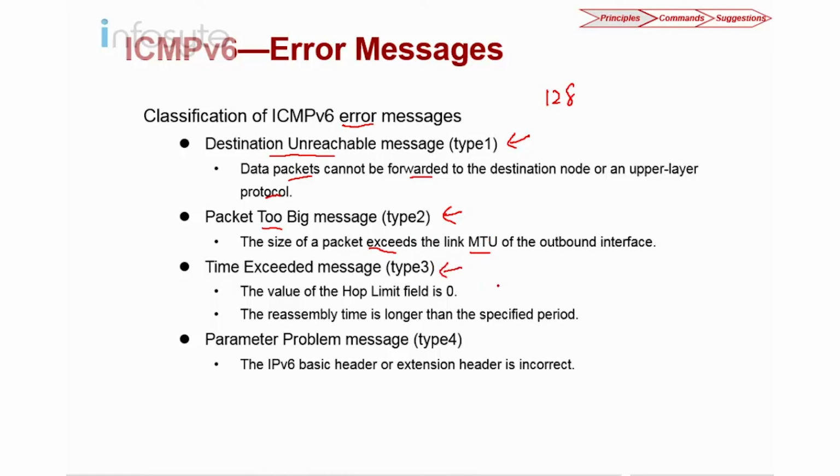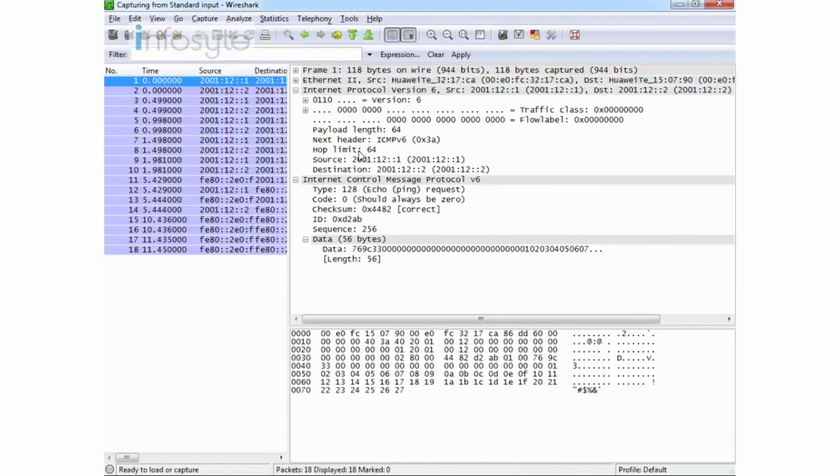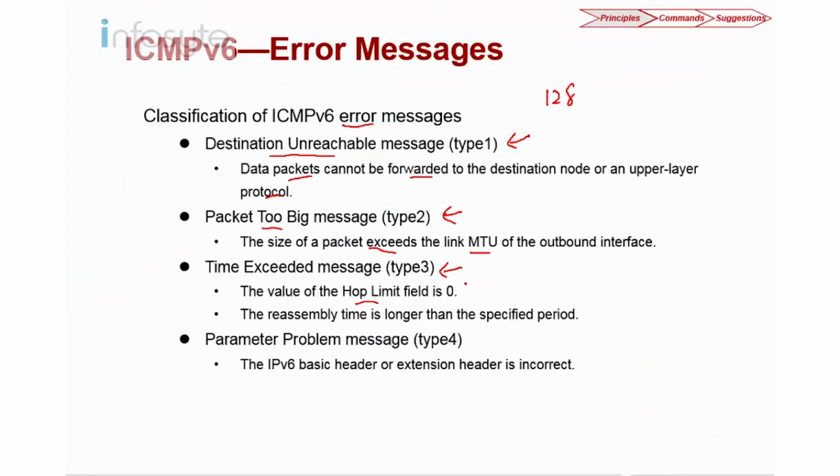When it is type 3, that means you have exceeded the limit, so the hop limit is 0. If you look into our hop limit here, you can see that it's 64, and it will be decremented to 0. Once this is 0, the packet will be dropped. So this is loop prevention, or in this case, trying to stop the loop. Once the hop limit is 0, this is similar to TTL in IPv4. If the reassembly time is longer than a specific period, that also will tell you that this is a type 3.